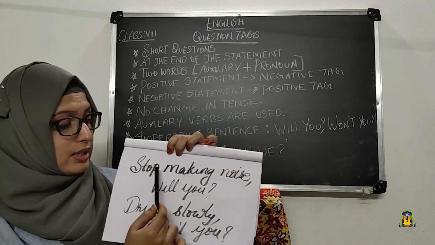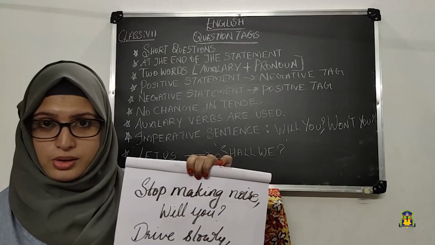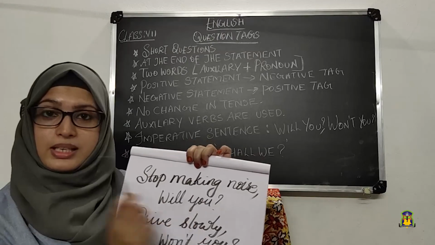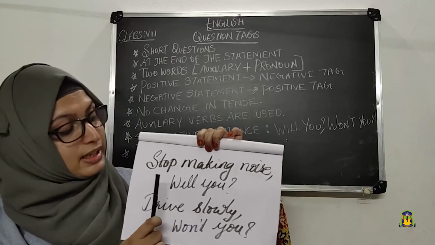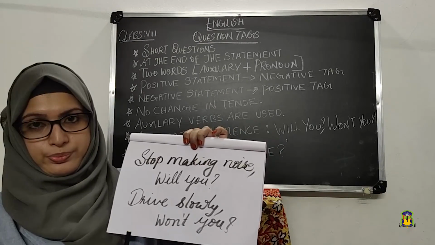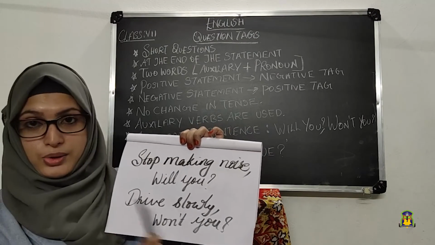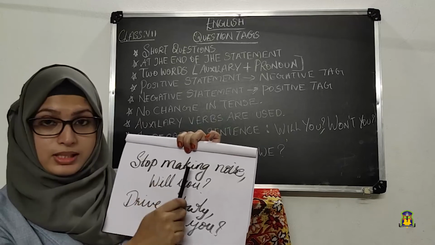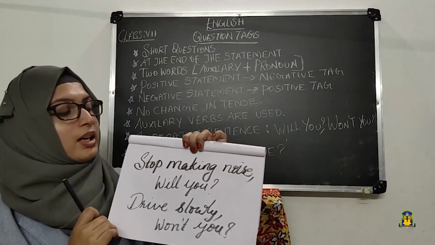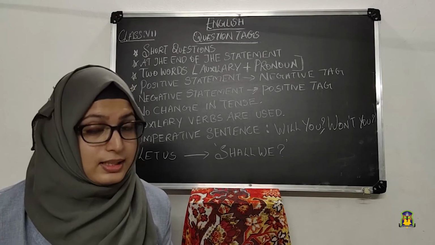Even if it is positive, that is, stop making noise. Okay, as a teacher we are asking the children to stop making noise. So here some negative touch is coming, that is why will you. This is a positive command actually, but negative touch is coming, that is why will you. Here drive slowly is a positive command, so won't you. So positive coming, negative tag you have to use. Here also it is a positive tag, but you have to use will. Okay, clear?